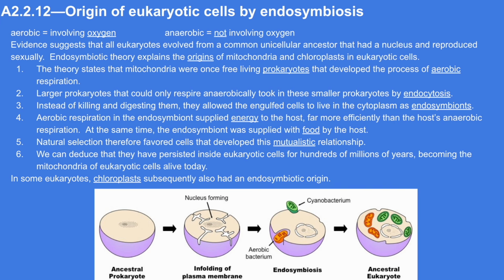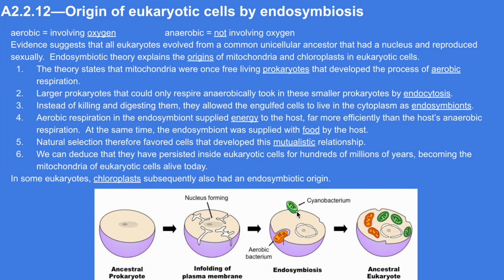Endosymbiosis. Okay, aerobic means involving oxygen, anaerobic means not involving oxygen. The theory of endosymbiosis, where endo means in, and symbiosis is where two things work together, is that the first mitochondria and the first chloroplasts were originally prokaryotes engulfed by another prokaryote and eventually became the organelles that we know today as the mitochondria and the chloroplasts.